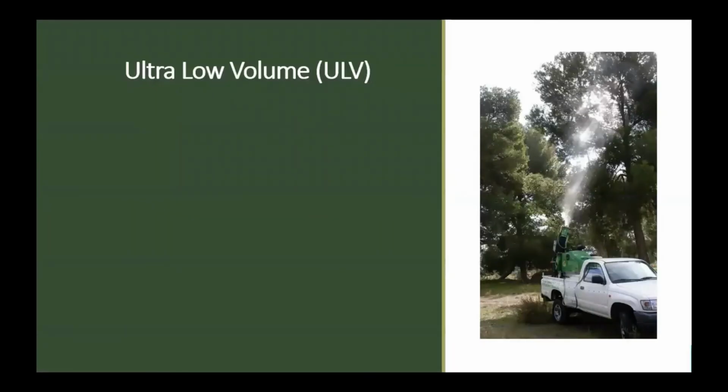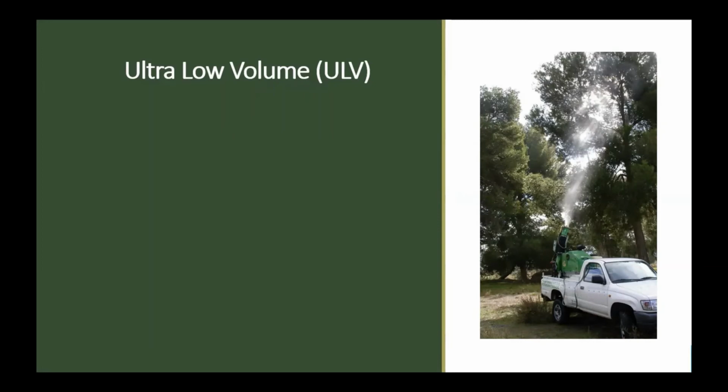Ultra-low volume, or ULV, is seen in the picture here. The truck's applying a pesticide in a very fine mist, using a high-pressure spray to reach the pest in a tree canopy. Just a side question. What's the potential hazard in this picture? It's drift. Interestingly, ULV formulations can contain almost 100% of the active ingredient.